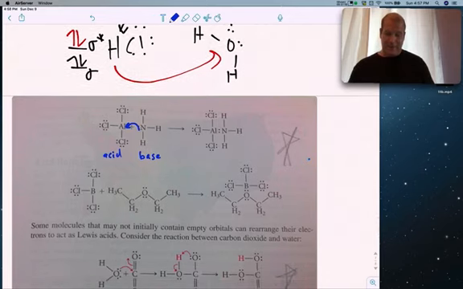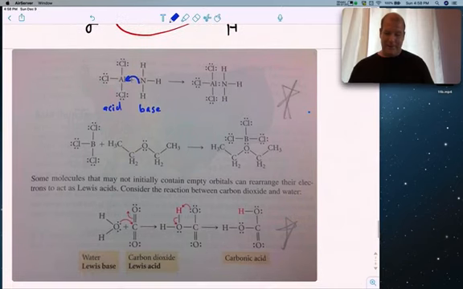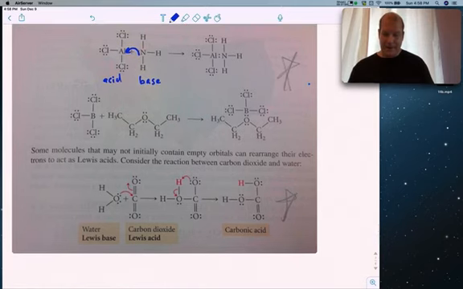You can get aluminum trichloride reacting with ammonia to form this molecule, aluminum trichloride attached to ammonia. This is in fact an acid-base reaction. Likewise, you have boron trichloride reacting with diethyl ether, which can attach itself to the oxygen. So this again is an acid-base reaction, and these are carried out not in water.